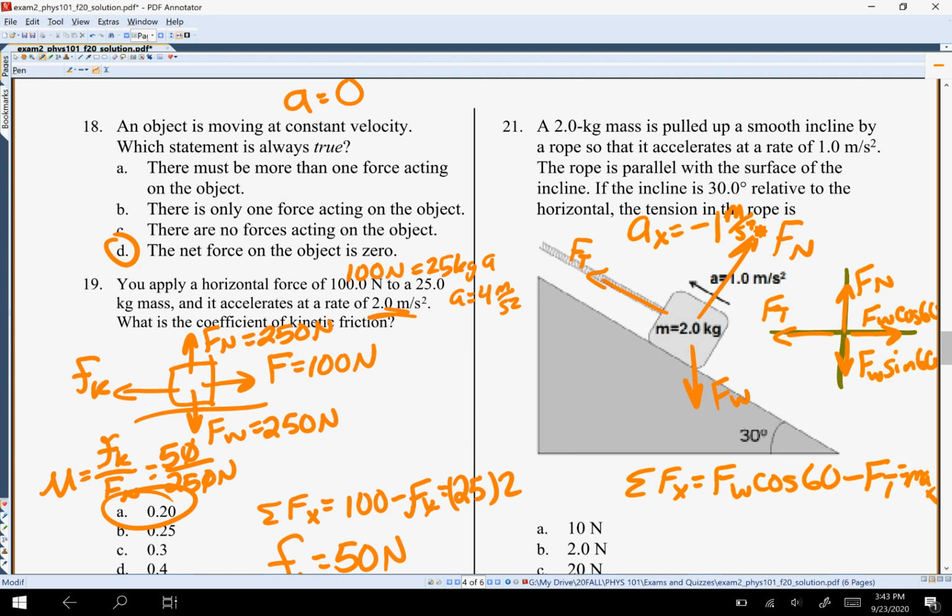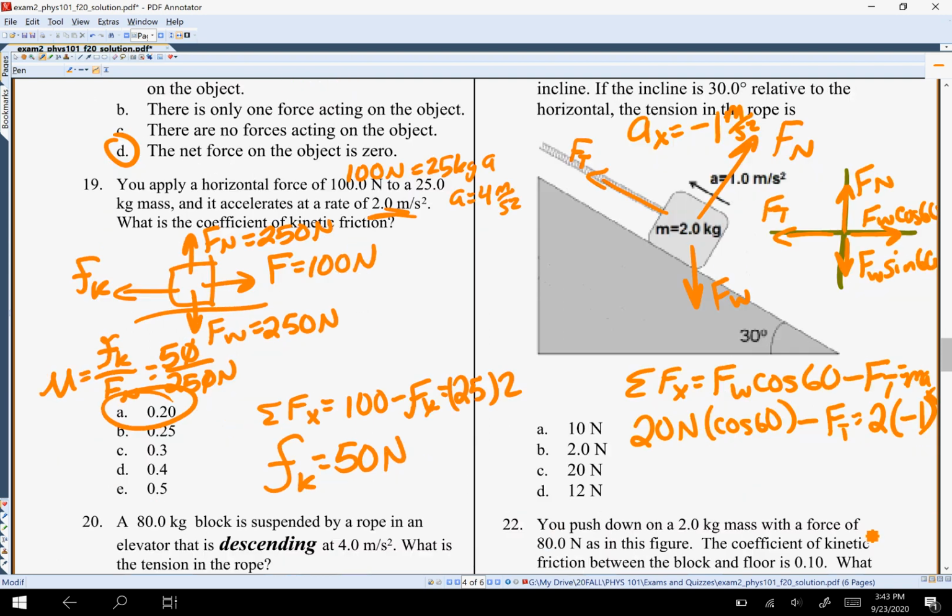Fw cosine 60 is going to be 20 newtons times cosine of 60, which is a half, minus Ft equals 2 kilograms times -1, which is my acceleration. So Ft will equal 10 plus 2, or 12 newtons. I might go back in there and add 8 as an option as well, just to make sure that you're certain about that it's clear. Let me make a note about that.